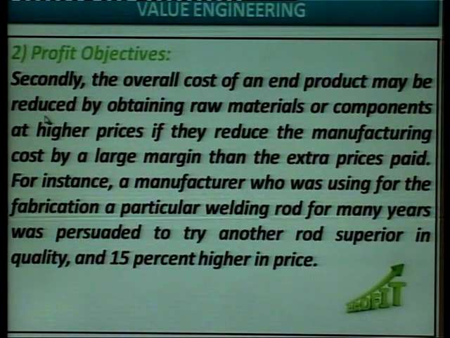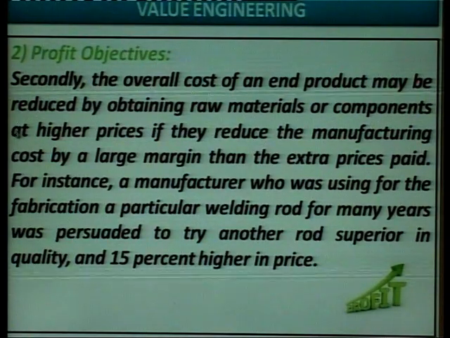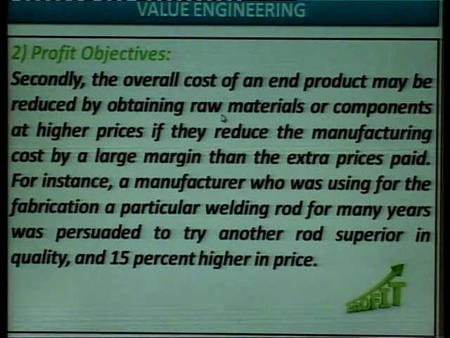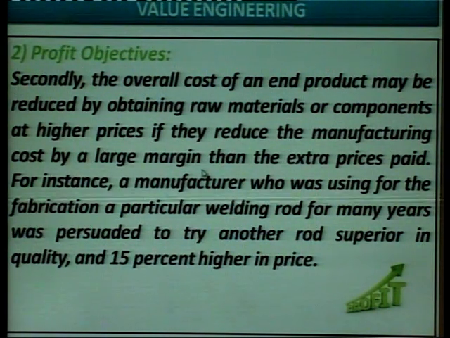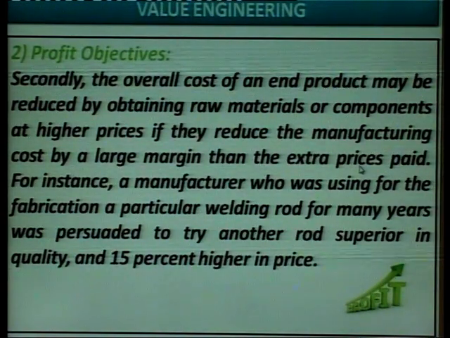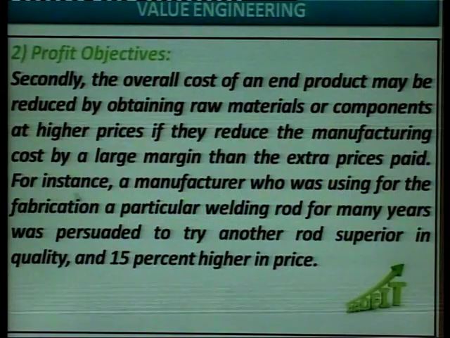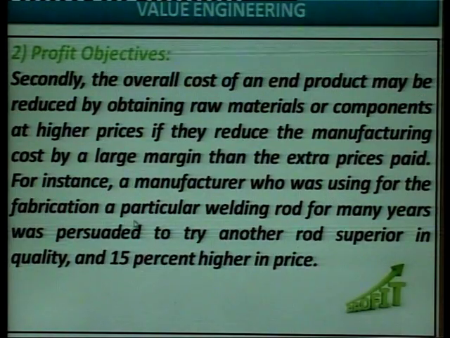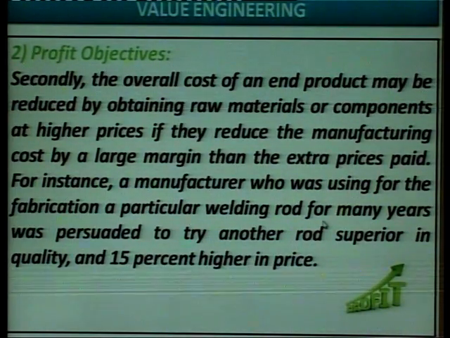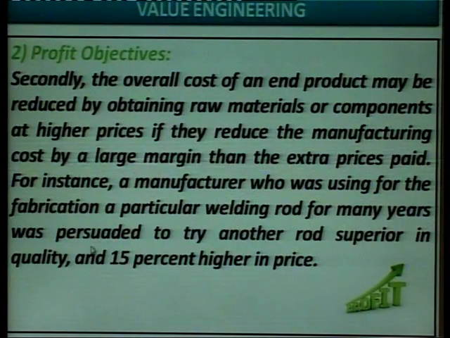Secondly, the overall cost of an end product may be reduced by obtaining raw materials or components at higher prices, if they reduce the manufacturing cost by a large margin, more than the extra price paid. For instance, a manufacturer who was using a particular welding rod for the fabrication for many years was persuaded to try another rod superior in quality and 15% higher in price.